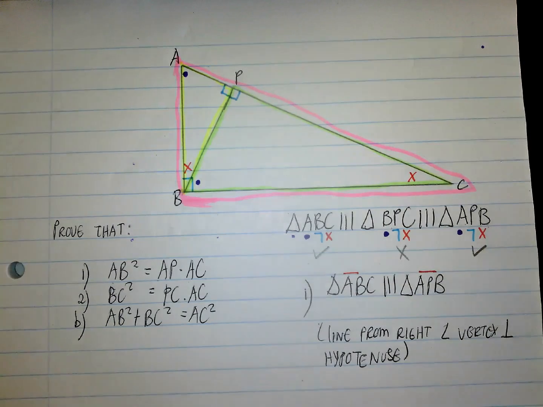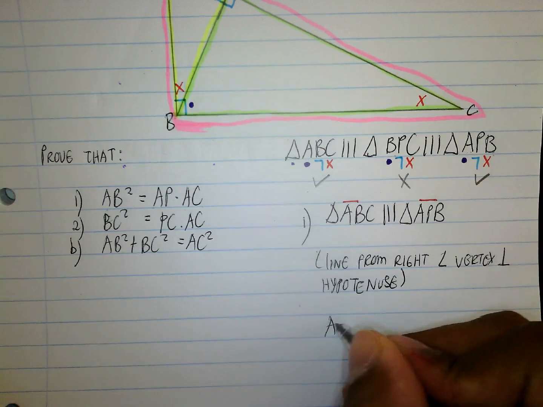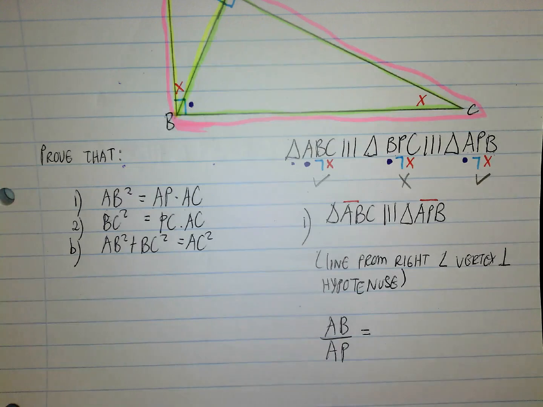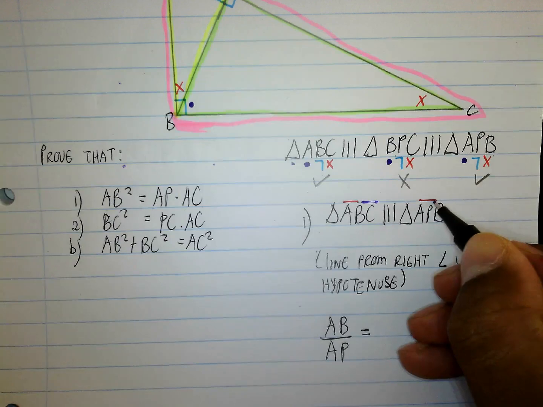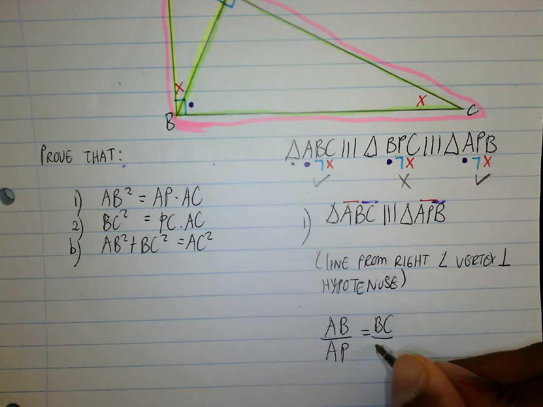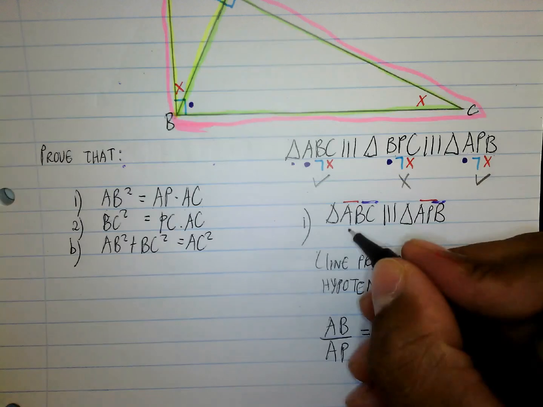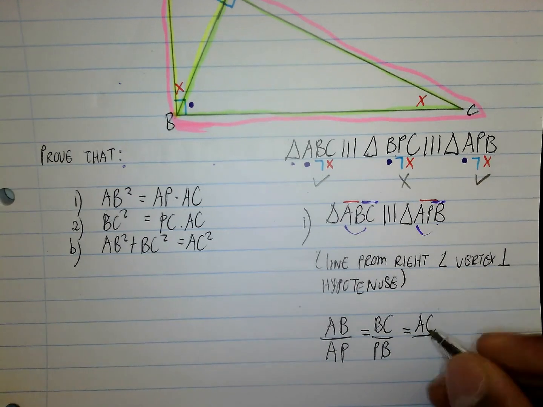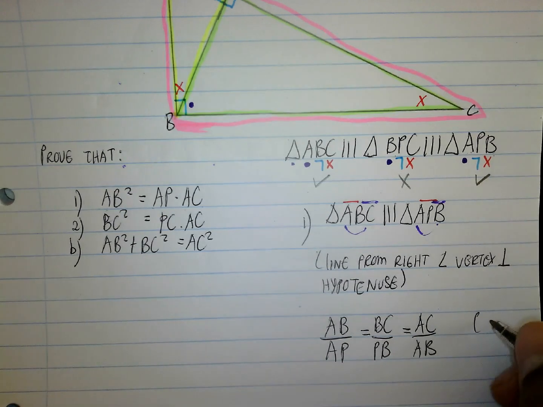So it's going to be AB over AP, then PC and PB. So it's going to be BC and PB. Then we have the last one, which is this one. So it's going to be AC and AB. Now the reason is going to be similar triangles. So there are similar triangles.